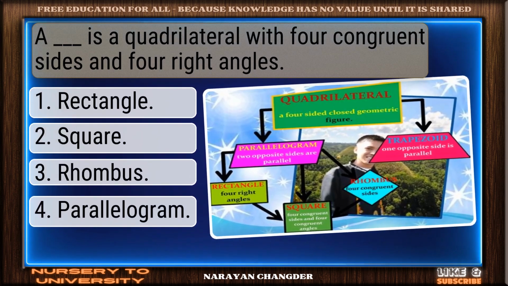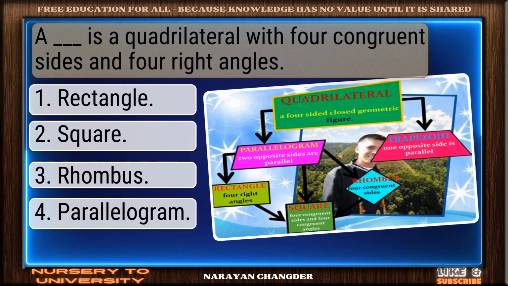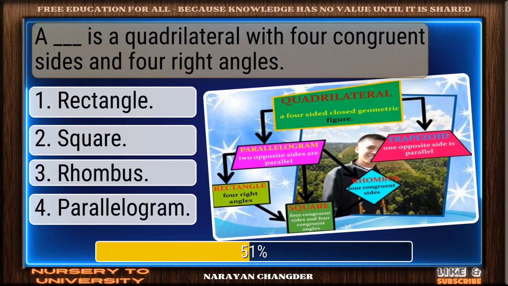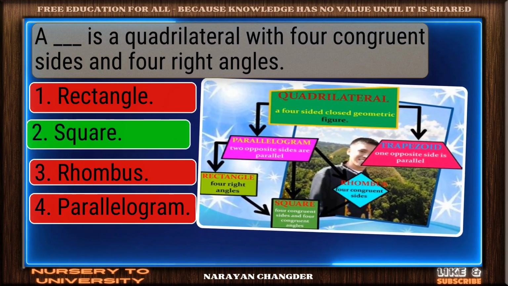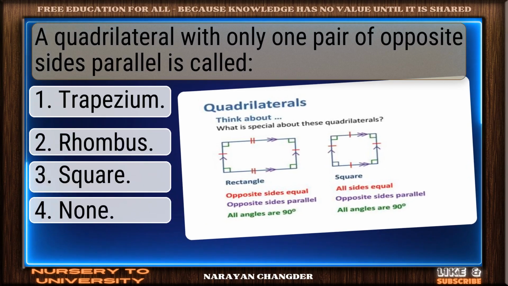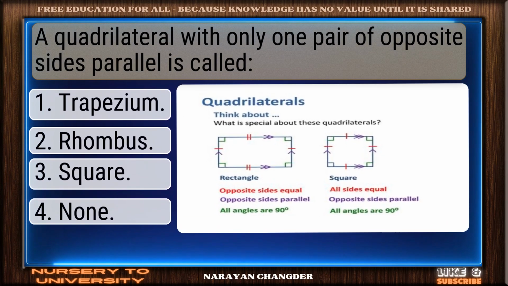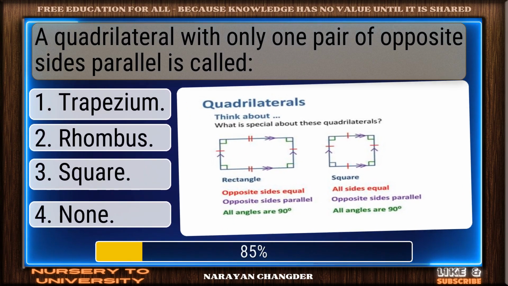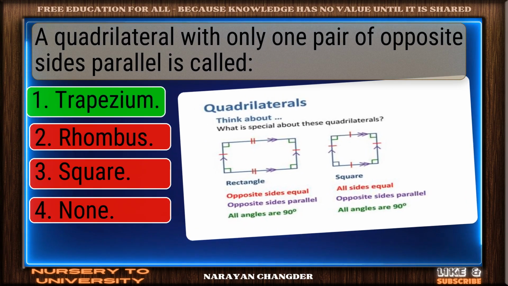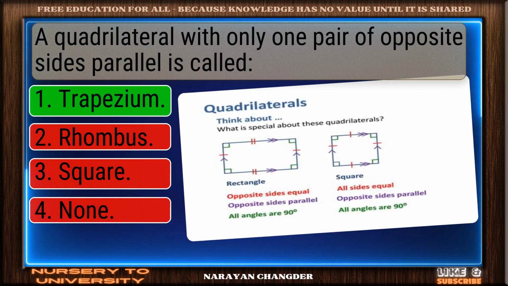Question number 61. A dash is a quadrilateral with 4 congruent sides and 4 right angles. Well reasoned. Square is the correct choice. Question number 62. A quadrilateral with only one pair of opposite sides parallel is called? Clear logic. Your choice trapezium is sound and 100% true.